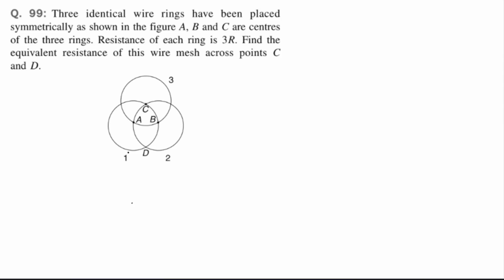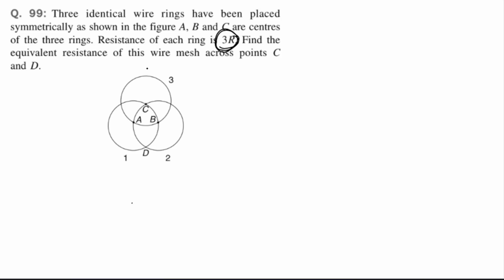So, what is the question saying? Three identical wire rings have been placed symmetrically as shown in the figure. A, B and C are basically the centers of these three rings, and the resistance of each ring is given as 3R. We have to calculate the equivalent resistance of this structure across C and D.